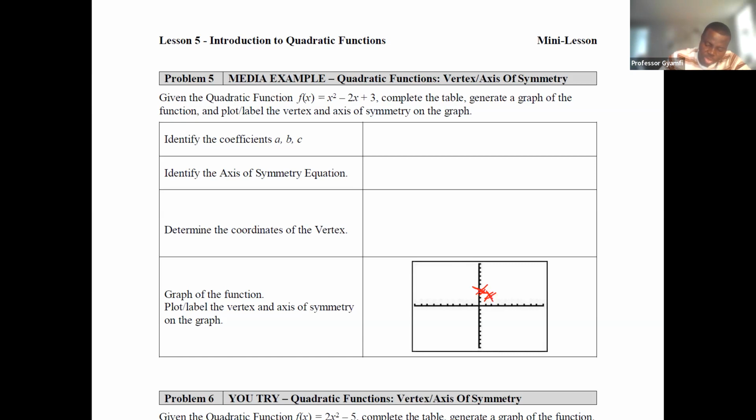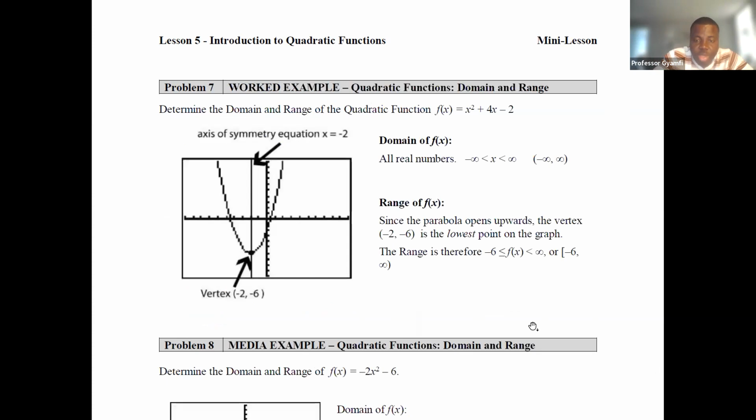Again, you could always go to the calculator and then use the calculator. Yeah, I mean, you could get the graph, okay? So draw the graph in your workbook and then label, and then draw the line, the axis of symmetry. Draw the line. All right.